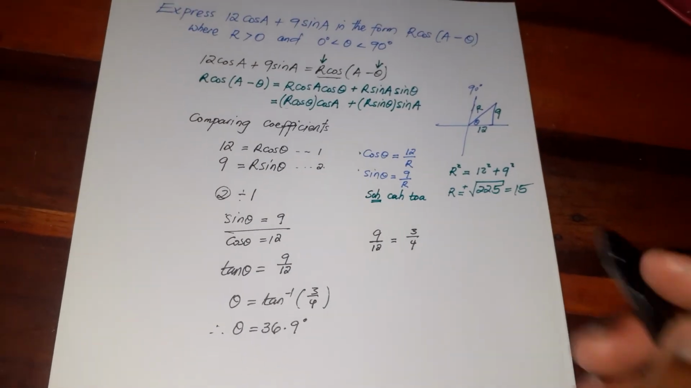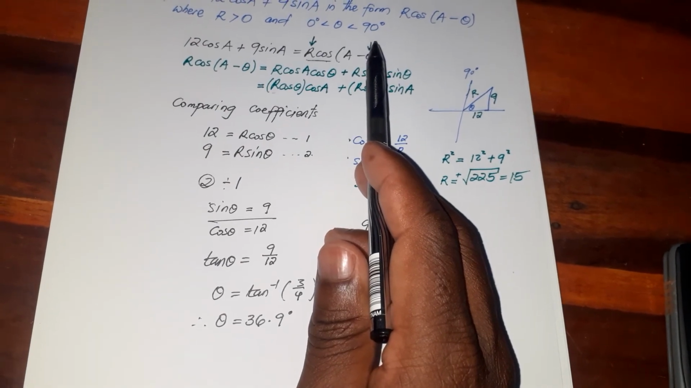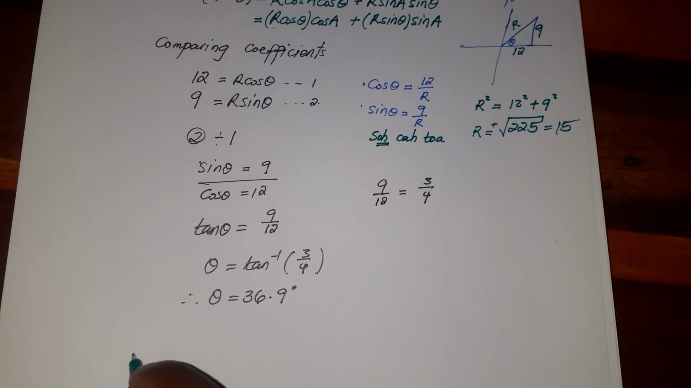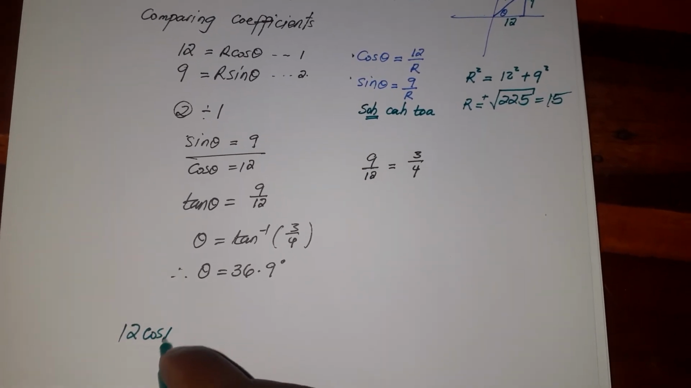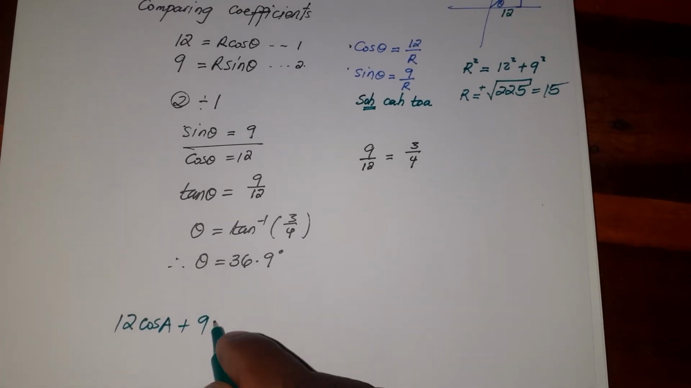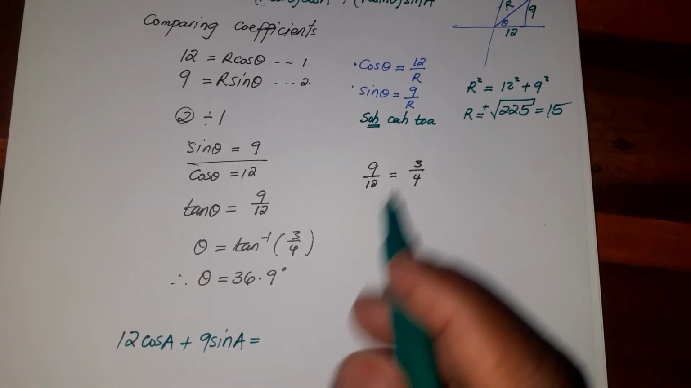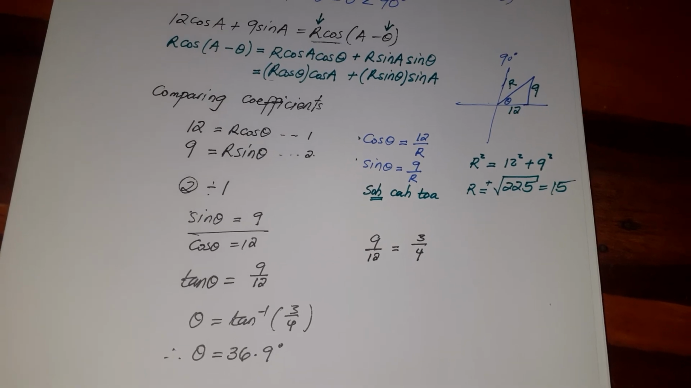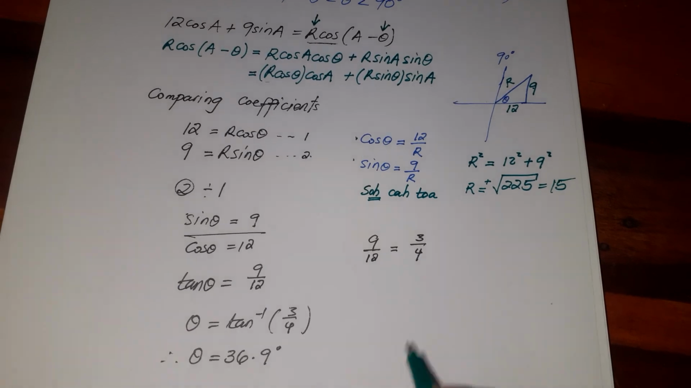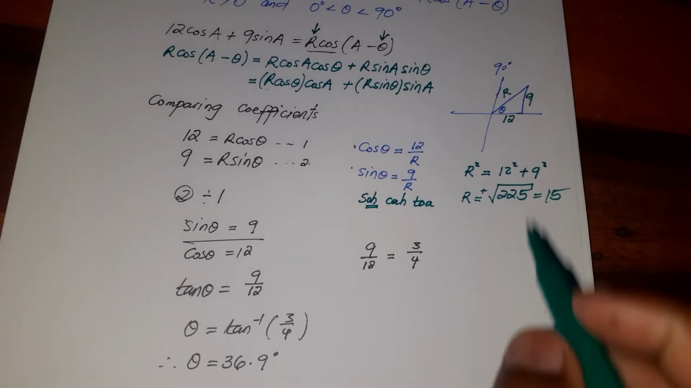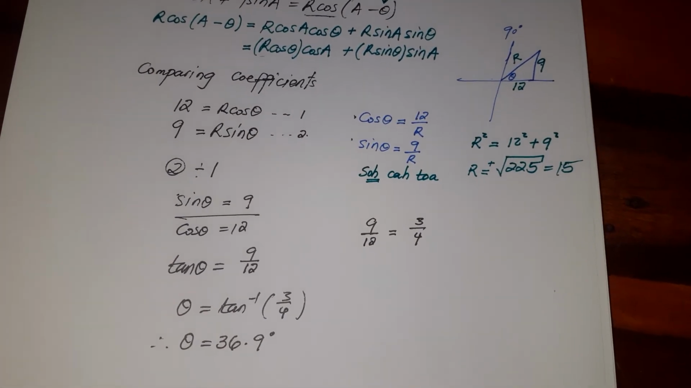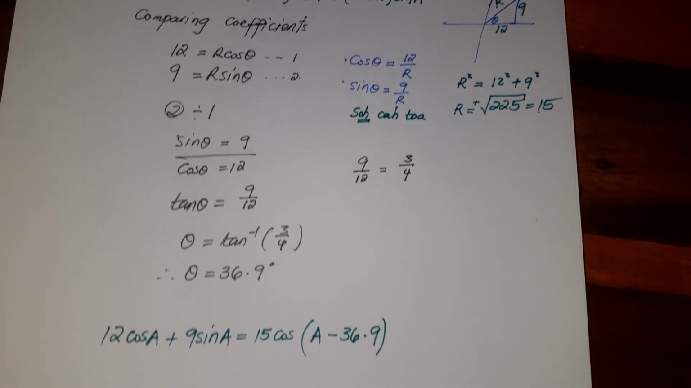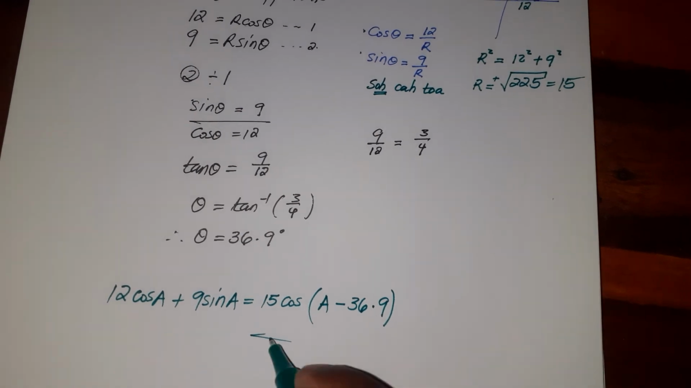Now what we can see here, I said we were looking for R and theta. Now that we have found R and theta, we can now come back and write that the expression 12 cosine A plus 9 sine A is equal to, we are now replacing the R. The R we know is 15. So we write 15, and then cosine, open bracket, the A, we did not get the value for A, we just write A, and then our theta is this answer that we have here, which is 36.9, and then we can now close bracket, and this is the final answer. That is the final answer.